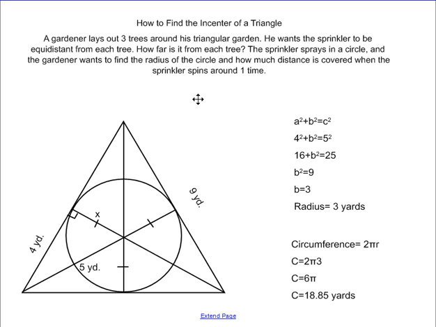18.85 yards. So the answer to this question is 3 yards from each tree, and the sprinkler covers 18.85 yards.